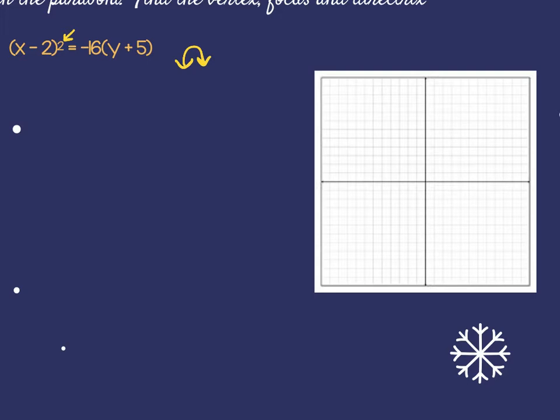Let me rewrite that so it fits. 2, negative 5. Good. So I can start there. Positive 2, 1, 2, 3, 4, 5. There's my vertex. I already know it points down, so I know what it looks like. But I also need to find the focus and the directrix. So what is 4p?